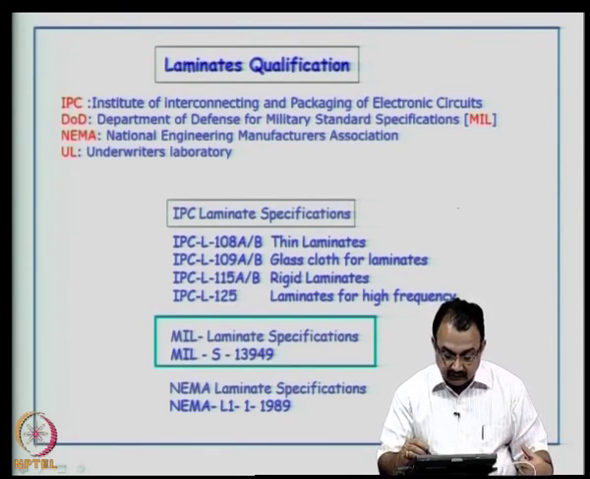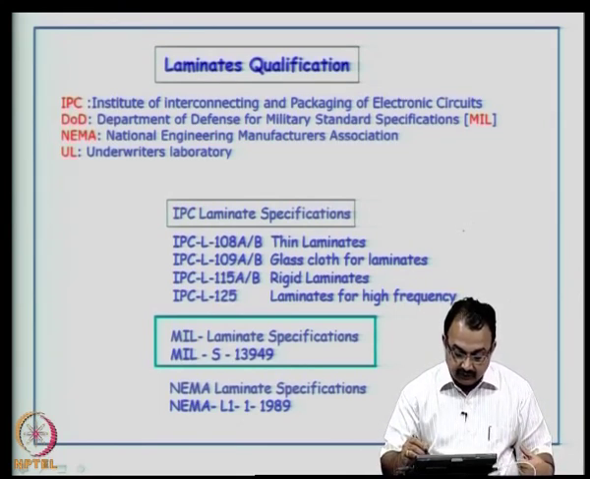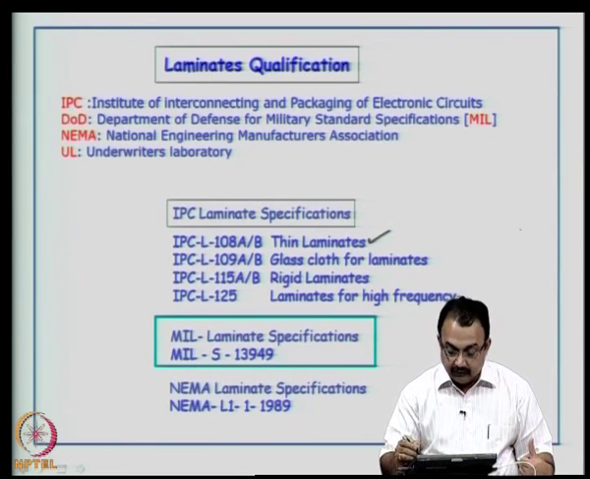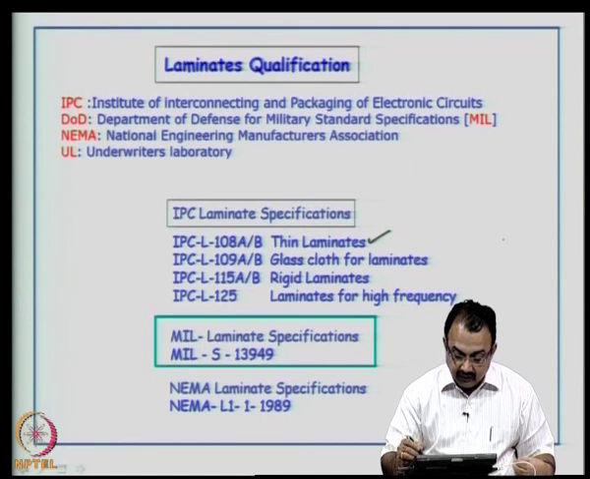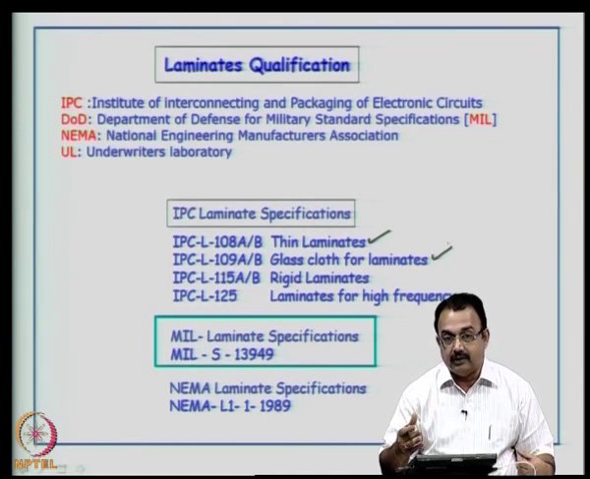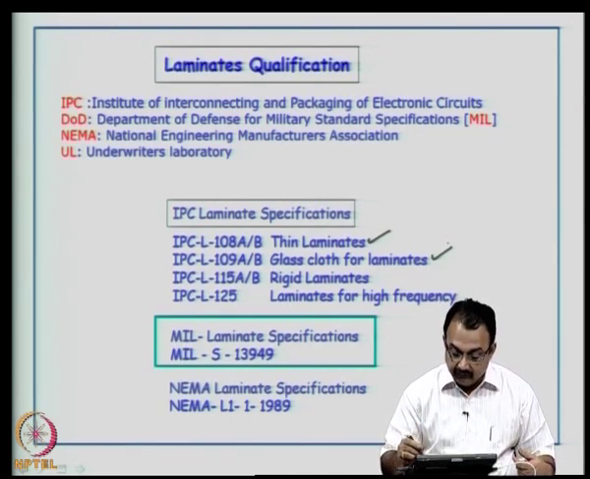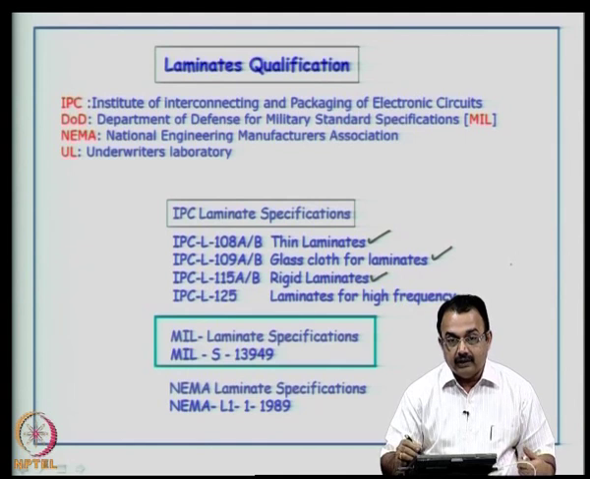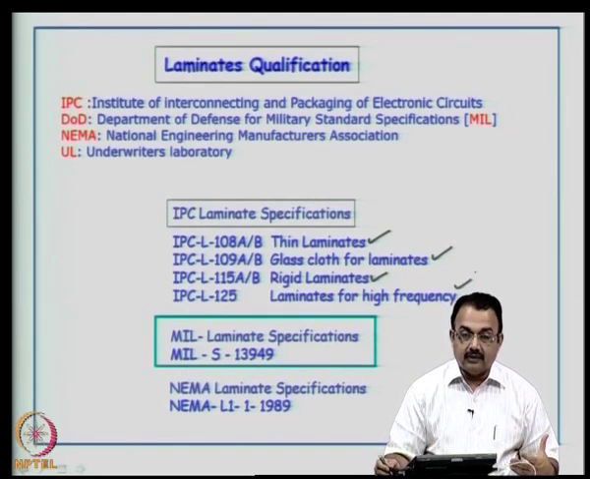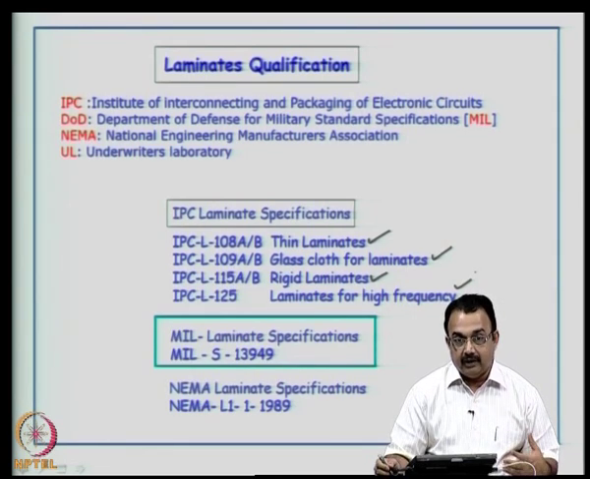So, the IPC laminate specifications will pertain to various specifications. Some of the things are listed here. For example, 108 A and B pertain to thin laminate structures. Then 109 A and B pertain to glass cloth laminates, that means the physical properties, the thicknesses, and the tests to be carried out to qualify when such a material is used. 115 A B for rigid laminates, 125 for laminates for high frequency applications.